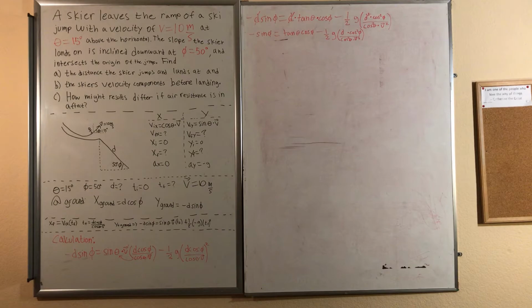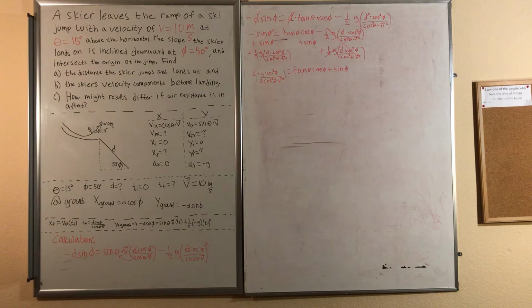With one d left, let's isolate it by adding sine phi to both sides and adding 1/2 times g times d times cosine phi squared divided by cosine theta squared times velocity squared to both sides. Cancel the sine phi on the left and that big one on the right. This leaves us with d times g times cosine phi squared divided by 2 times cosine theta squared times velocity squared equals tan theta times cosine phi plus sine phi.